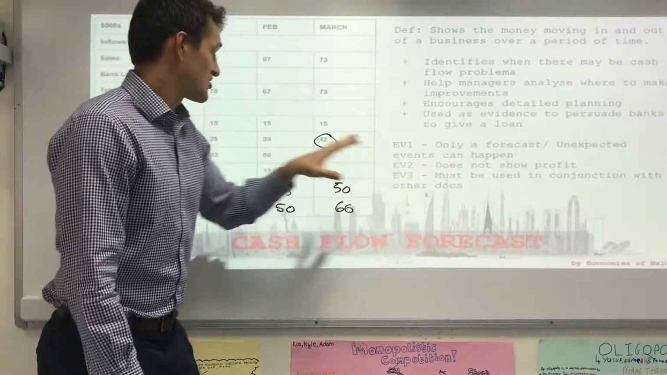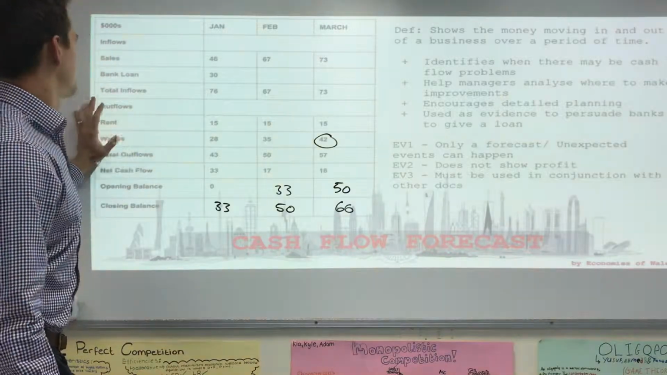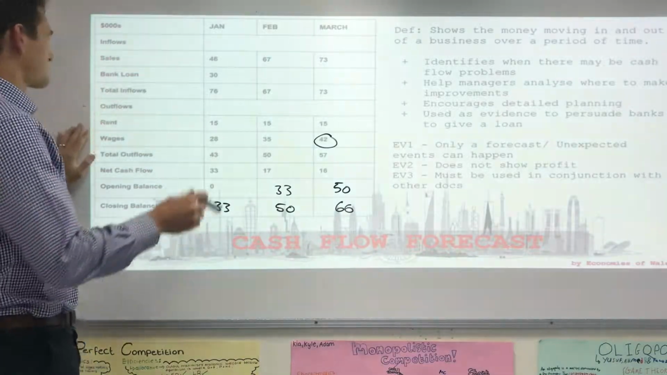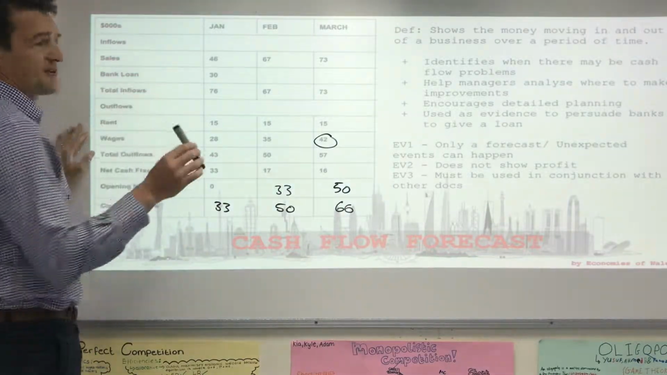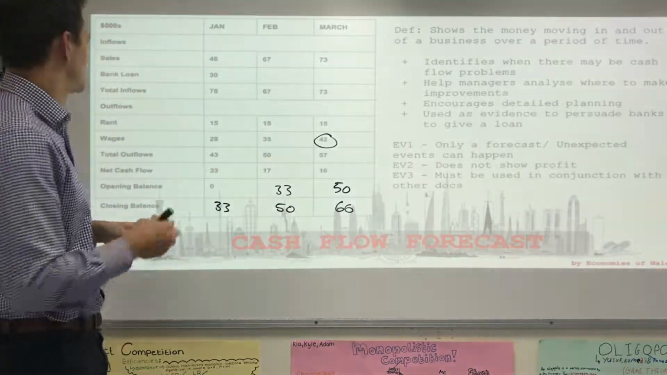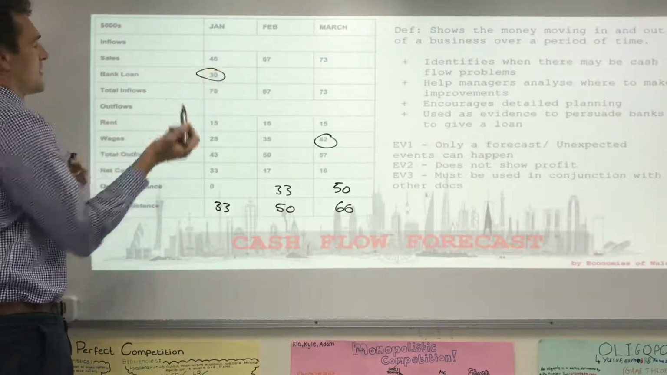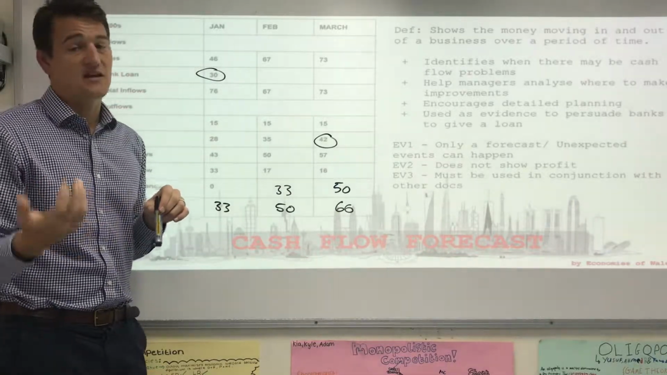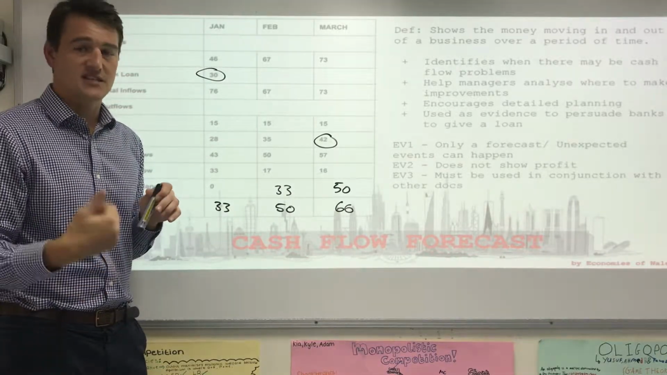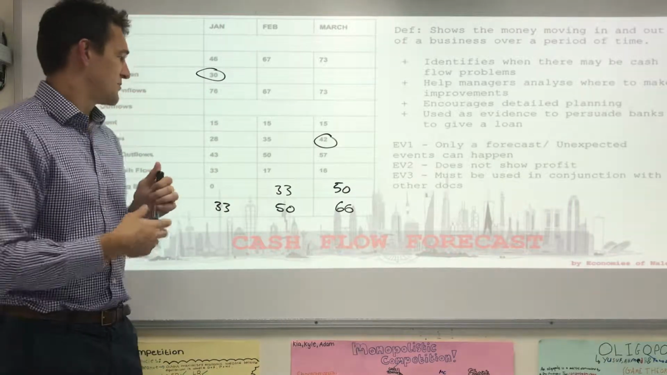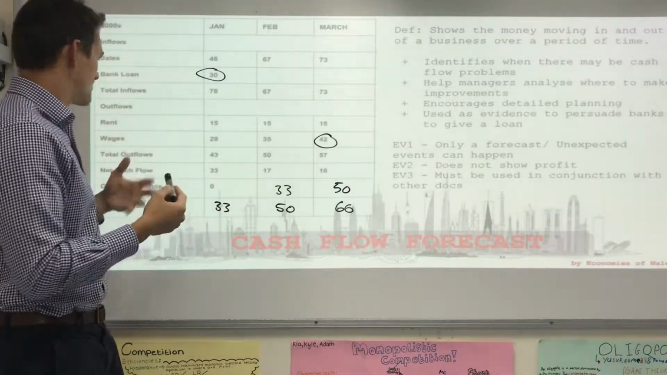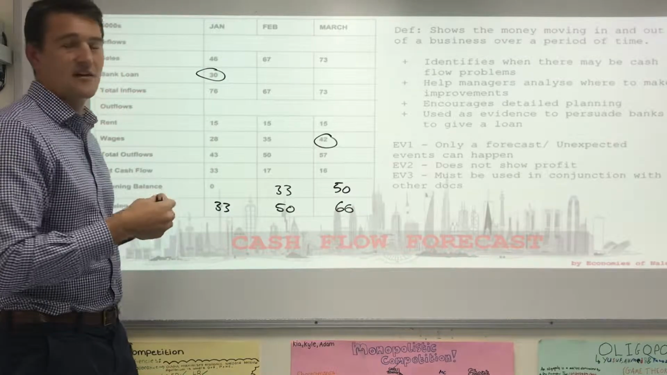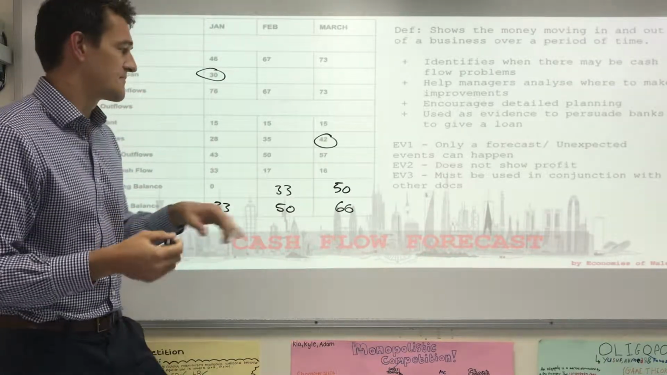Second evaluation, it does not show profit. I mentioned that at the start, but the reason this does not show profit is because profit is revenue minus total costs. Bank loan coming in, just because I've borrowed $30,000 from the bank doesn't mean I've made $30,000 profit. It's just money coming in. So when it comes to these revenues and costs, these aren't necessarily reflective like profit should be.